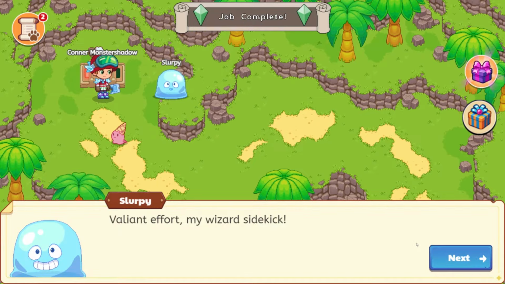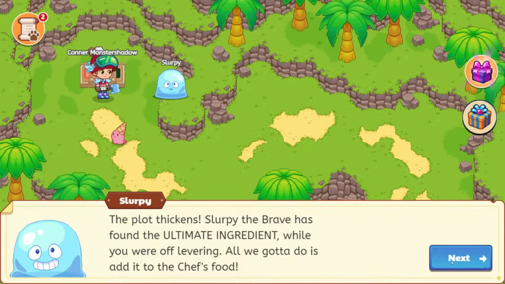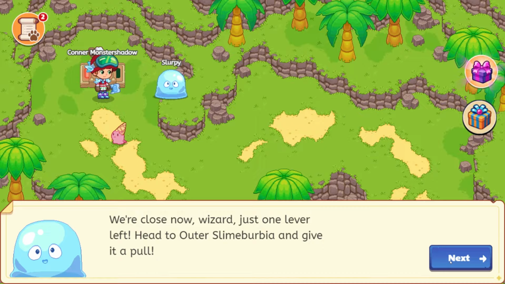Valiant effort, my wizard sidekick. Thank you, Slurpee. All right, 200 gold. The plot thickens. Slurpee the Brave has found the ultimate ingredient. While you were off levering, all we gotta do is add it to the chef's food. Okay. We're close now, wizard. Just one lever left. Head to Outer Slime Burbia and give it a pull. Sounds good.